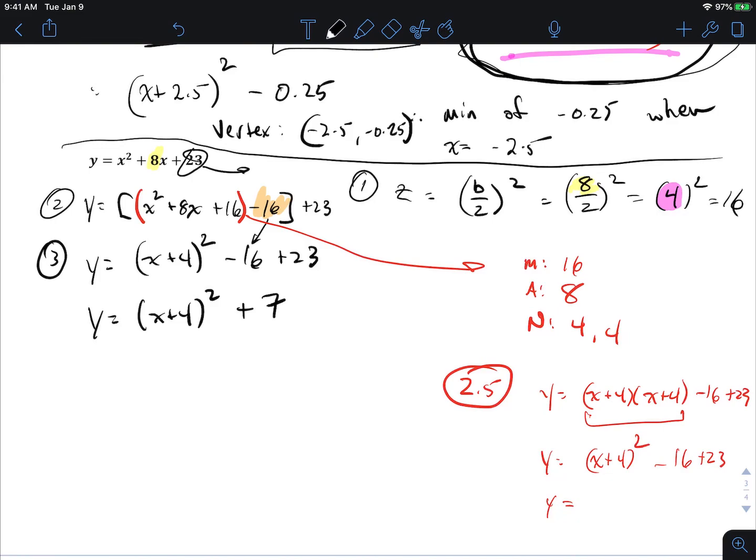Okay, and then you could say, okay, well, what's the vertex? The vertex is negative 4 and 7. So therefore, is it opening up or down? Up. So we get a minimum of 7 when x equals negative 4.